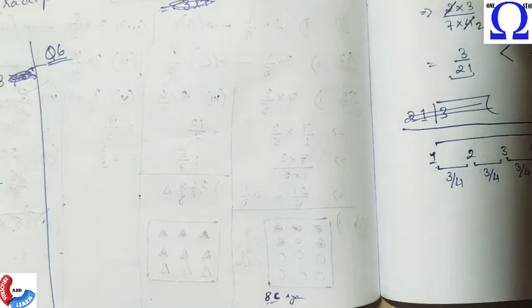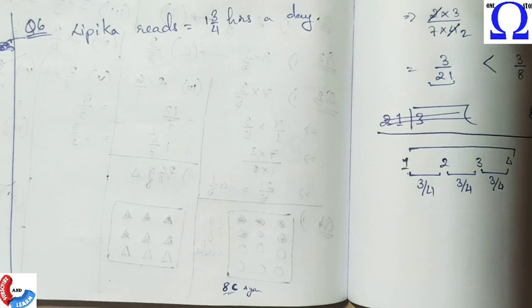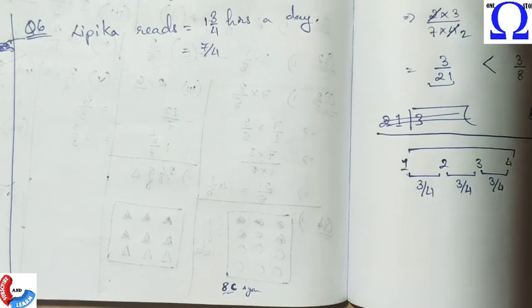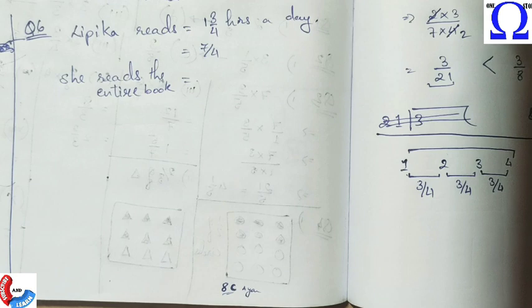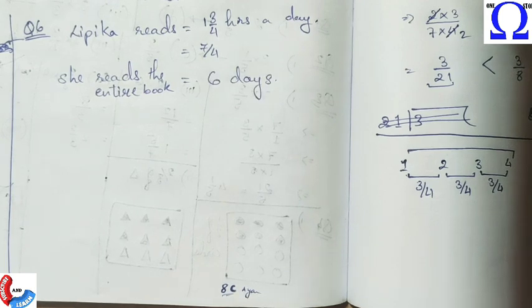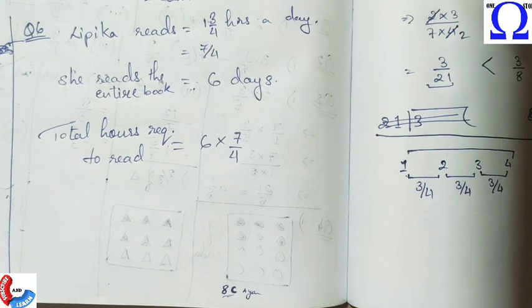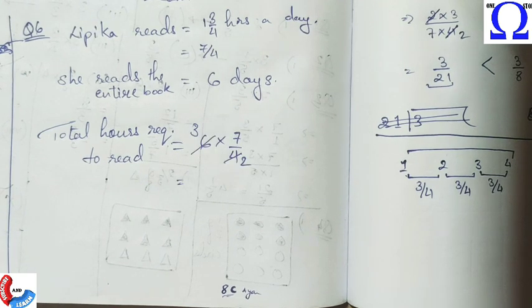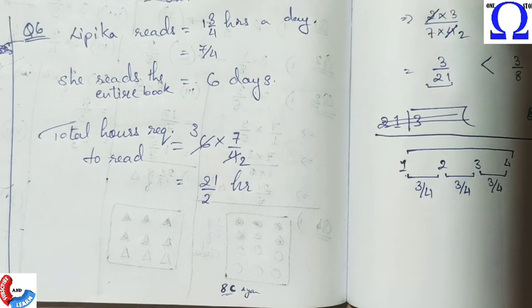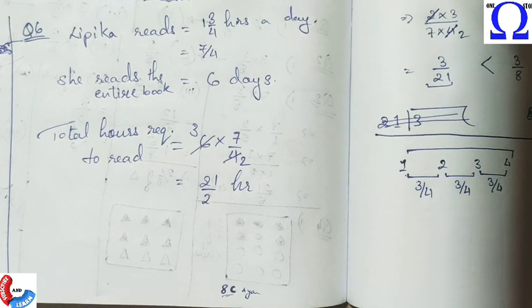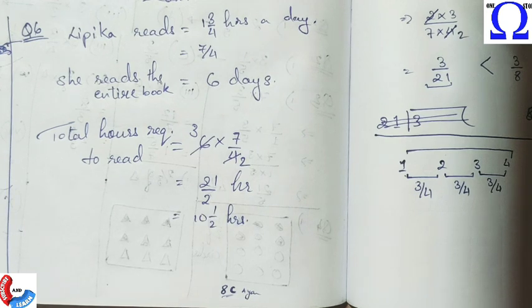Let's move to the next question, in which it is given that Lipika reads 1 3 by 4 hours a day. That is 7 by 4 hours a day. She reads the entire book in 6 days. So it is asked how many hours were required to read the book. Total hours will be obviously 6 into 7 by 4. So 21 by 2, don't forget the unit, hours has been used. That is 10.5 hours.